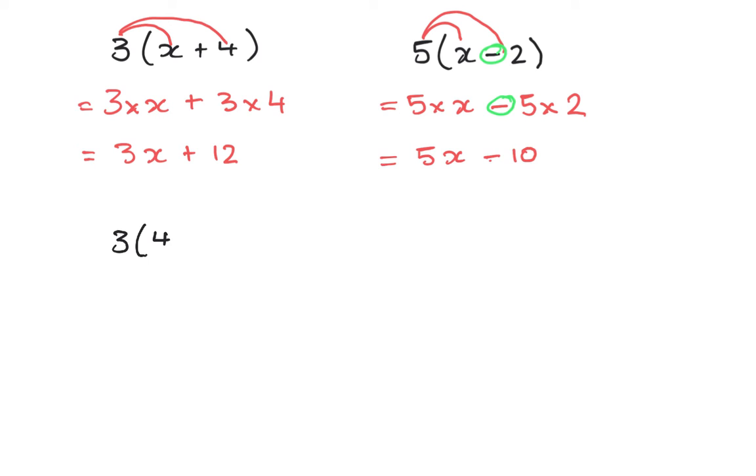And let's do another. So we've got 3, 4 minus x. So the order is different here, but the process is the same. So 3 times 4 first, and then 3 times negative x. Which is 12 minus 3x.